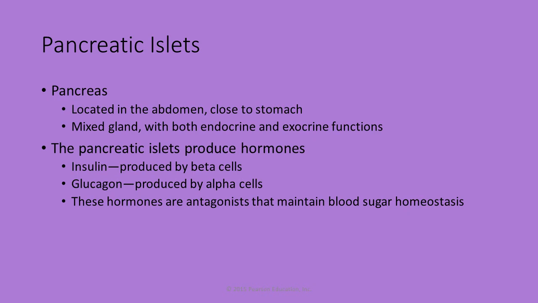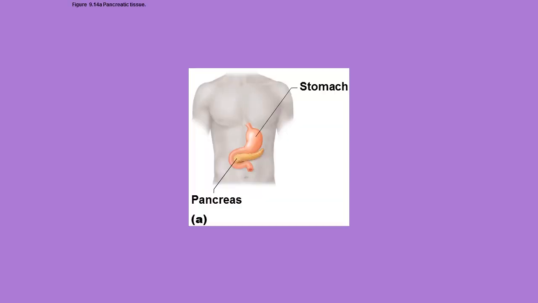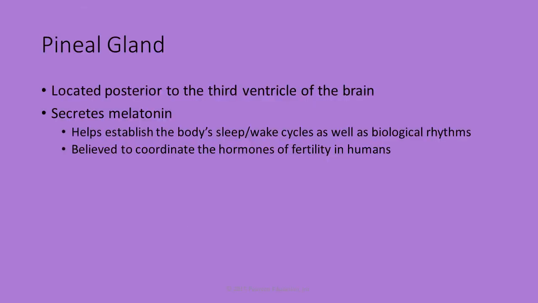The pancreas is kind of tucked under the stomach. It has both endocrine and exocrine functions. The pancreatic islets do produce hormones, produces insulin, and it also produces glucagon. These are helping to maintain the proper levels of glucose in your blood. So there's the stomach with the pancreas kind of tucked behind and underneath it.